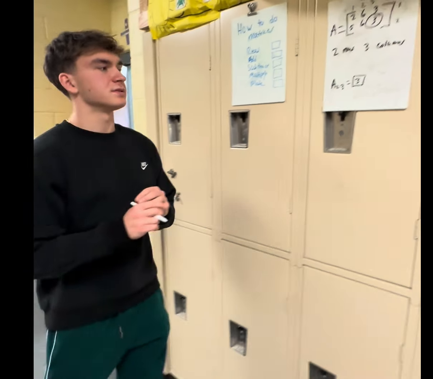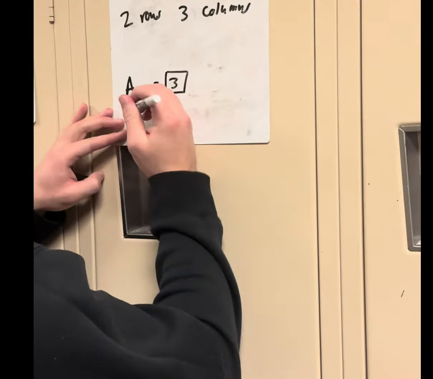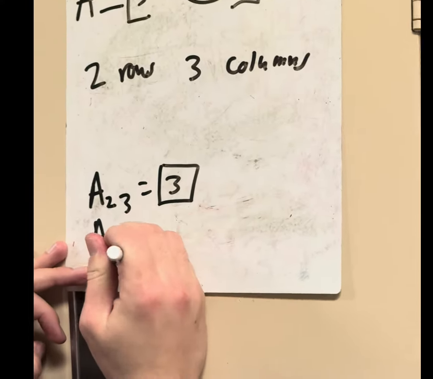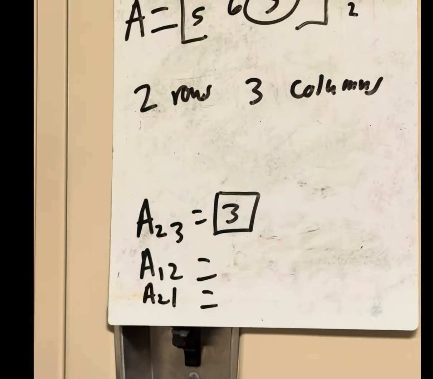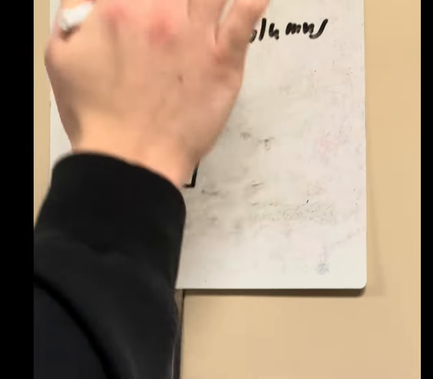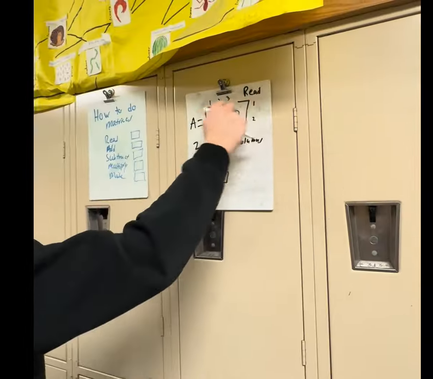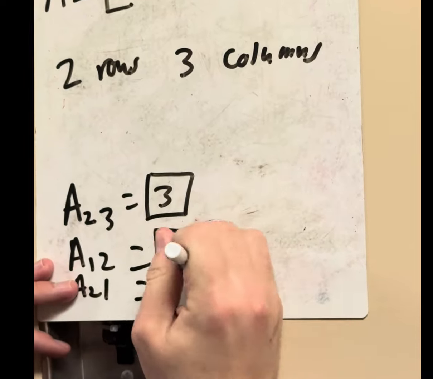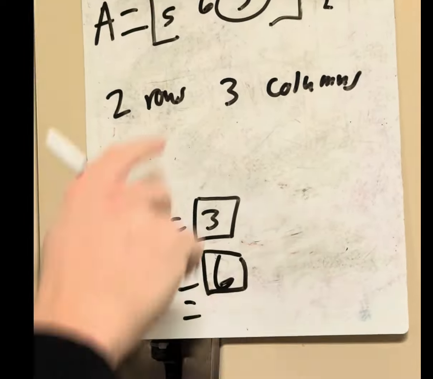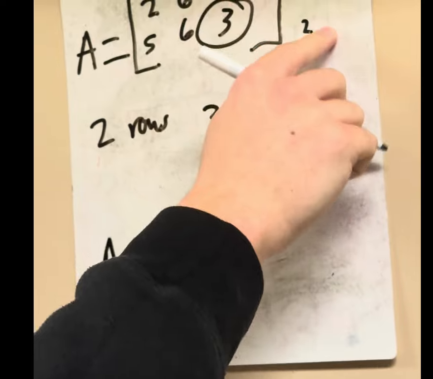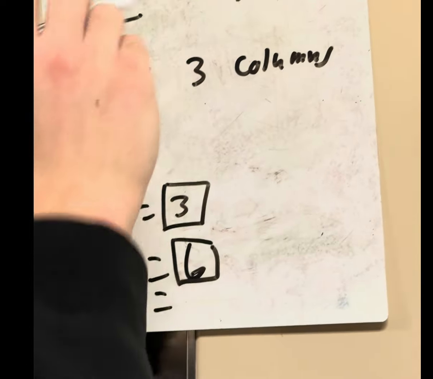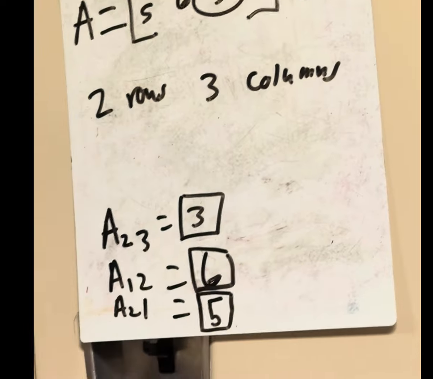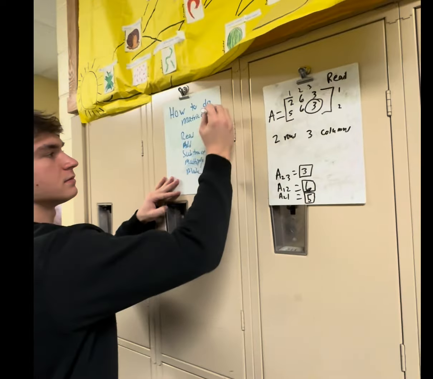Two more examples. So now we're going to do A, 1, 2, and let's do 2, 1. All right, so again, it's simple. We're just looking at the first row and we're going to the second one over, which is going to be our 6. Then we're going to look at row 2, first column. That's just going to be 5. So now we know how to read a matrix.